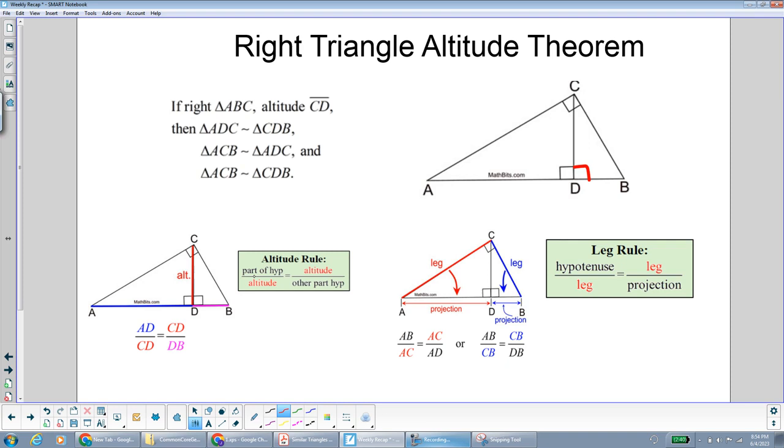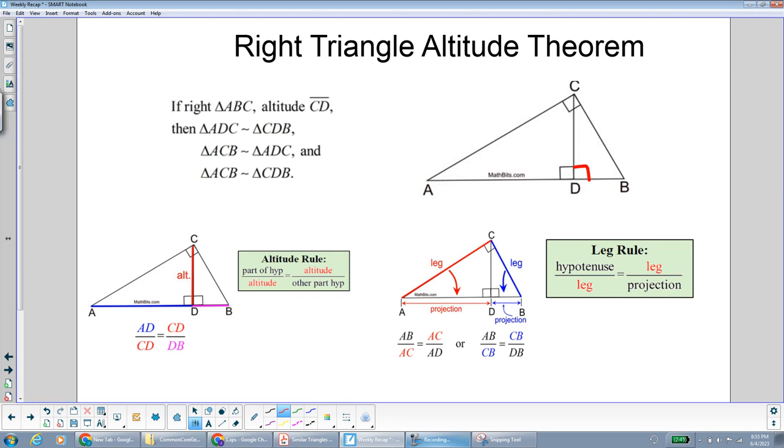And in the other two spots go the parts of the hypotenuse. The leg rule says that the leg is the mean proportional between the whole hypotenuse of the big right triangle and the leg's projection on the hypotenuse. That just means the part of the hypotenuse directly below the leg.